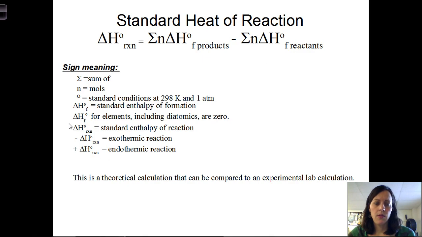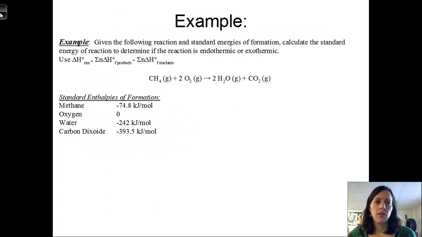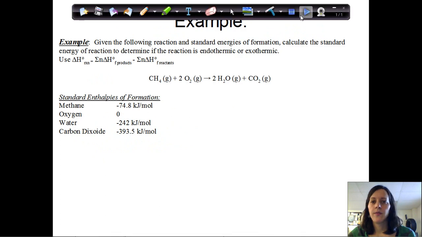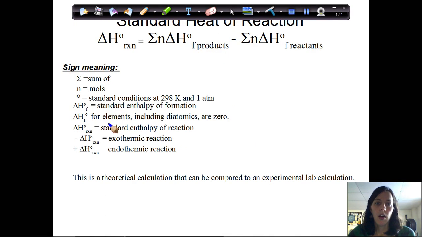One thing that I should have highlighted better in this slide is that ultimately this equation will tell us whether something is exothermic or endothermic. Once you've performed this calculation, if you end up with a negative delta H, it means it's an exothermic reaction. The temperature should go up. If it's positive delta H, it's an endothermic reaction.